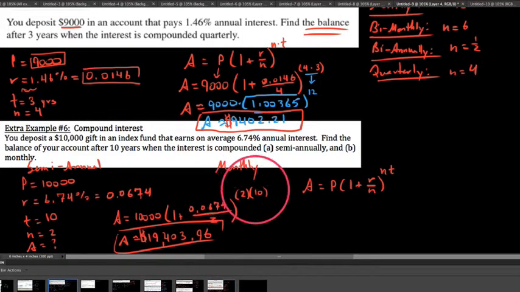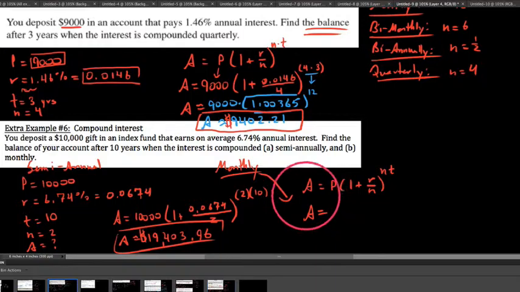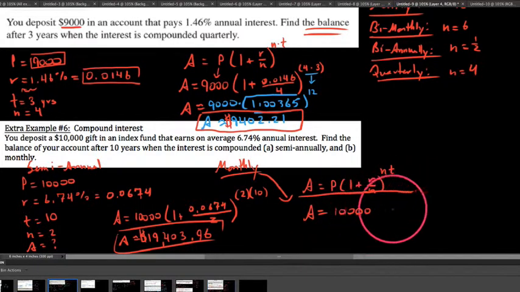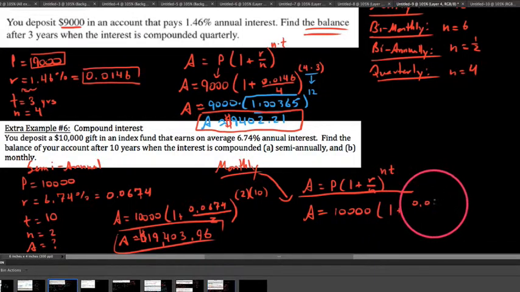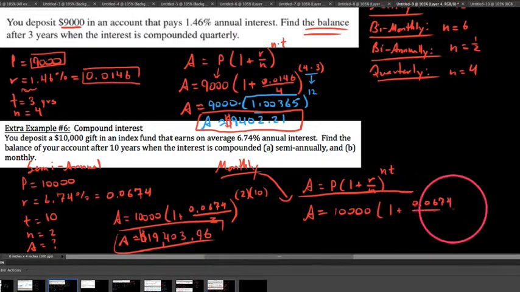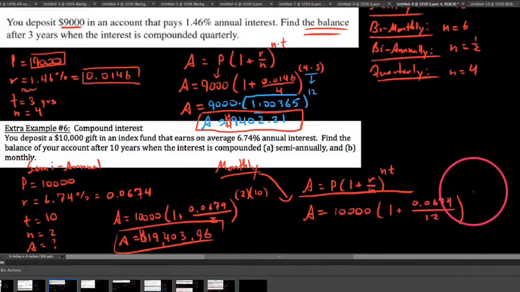Now looking at this as a monthly thing, which I'm going to write over here, it would have been different, because our n would have been different. We still would have started with $10,000 as our initial amount. We still would have had a rate of 6.74%, but this would have been monthly, which makes n 12. It also would have inflated our exponent to be 12 times 10.